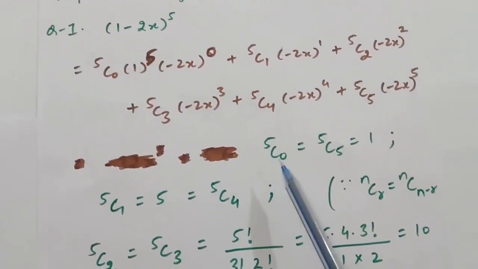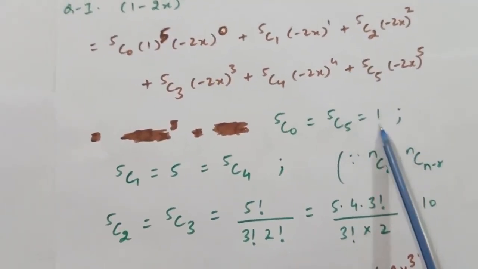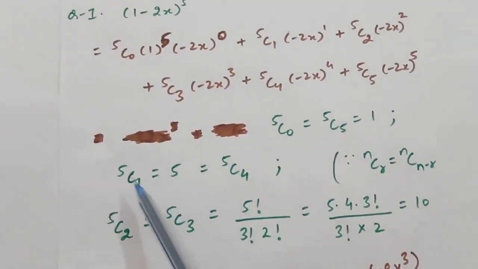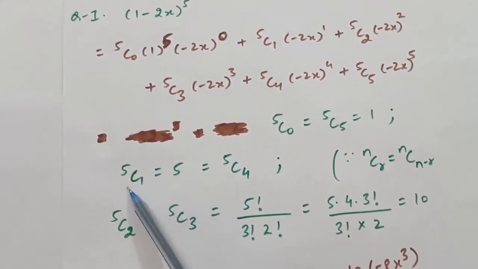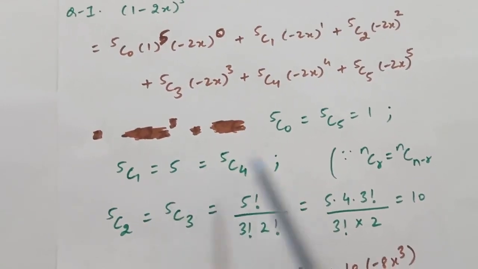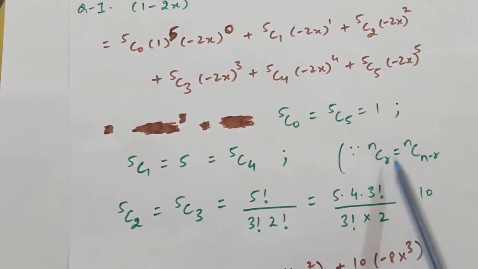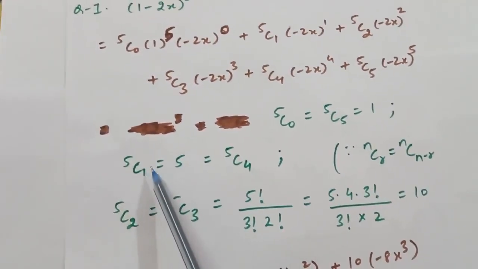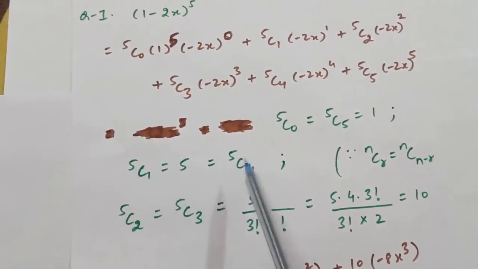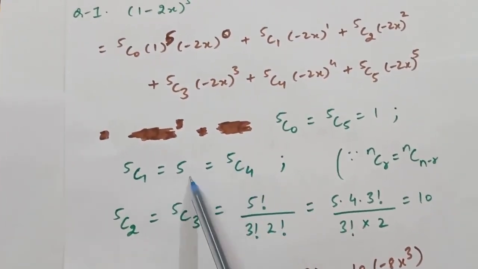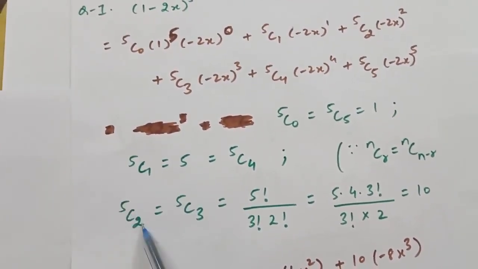Calculating these binomial coefficients, 5c0 and 5c5 will be 1, right, according to the formula, and 5c1 is equal to 5 because nc1 is equal to n. Also we have studied this, that ncr is equal to ncn minus r. So this 5c1 will be 5c5 minus 1, which is 4. So 5c4 is also 5. Now 5c2 will be equal to 5c5 minus 2, 3.